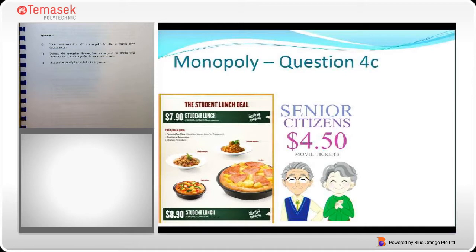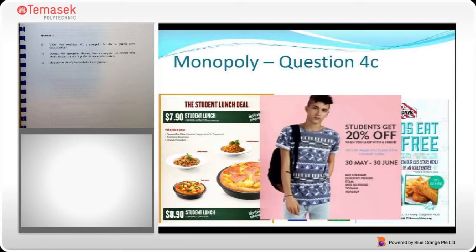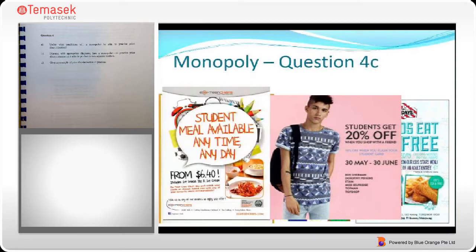Other examples are like at Pizza Hut, we have student value meals, student set lunches. And also sometimes certain shops offer discounts, for example Topman, Topshop. So there are lots of examples that you can apply this concept to. And also, 18 Chefs also have student set discounts. So that's the end of our answer for question 4. And please watch the next video for question 5.